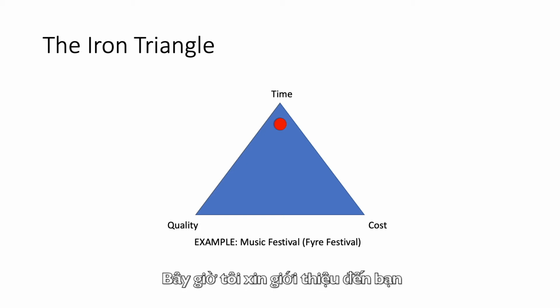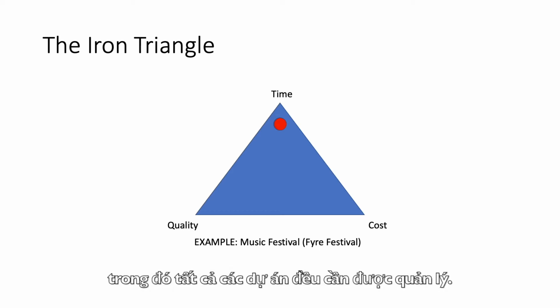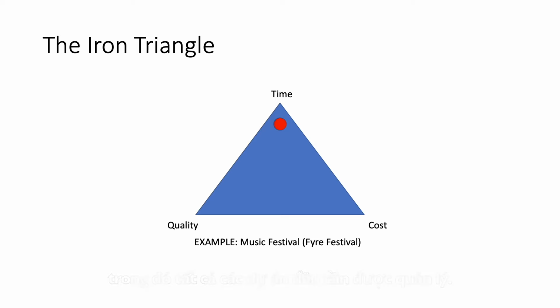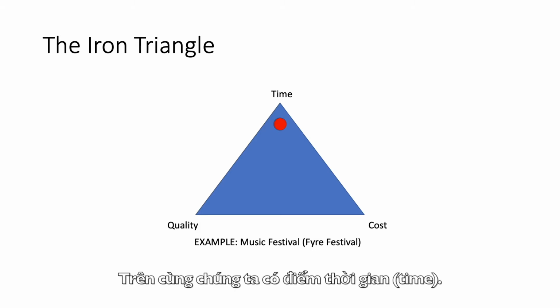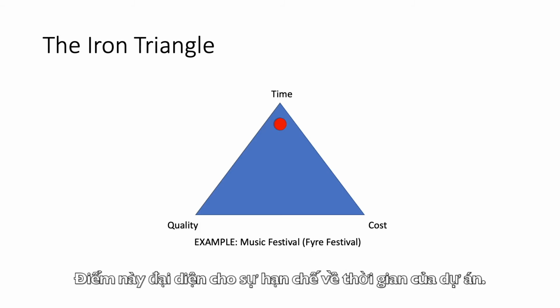Now I would like to introduce to you the concept of the iron triangle. The iron triangle represents the framework in which all projects need to be managed and the world in which a project manager lives in. So on the top we have a point of time. So this would represent a time-constrained project.